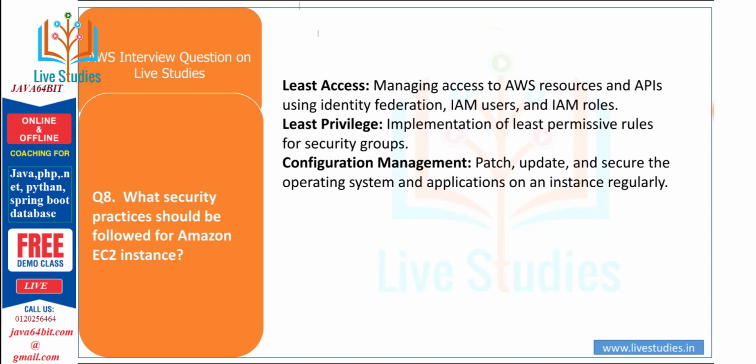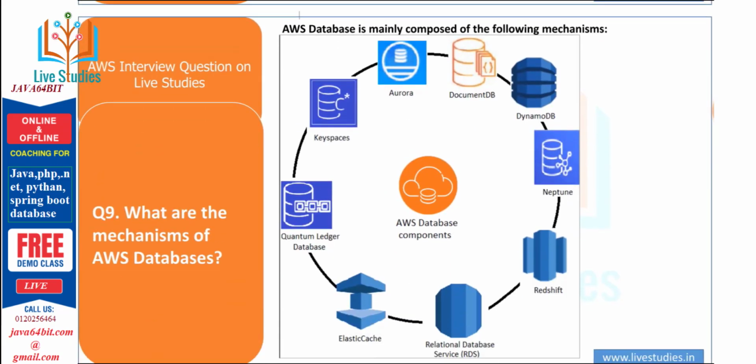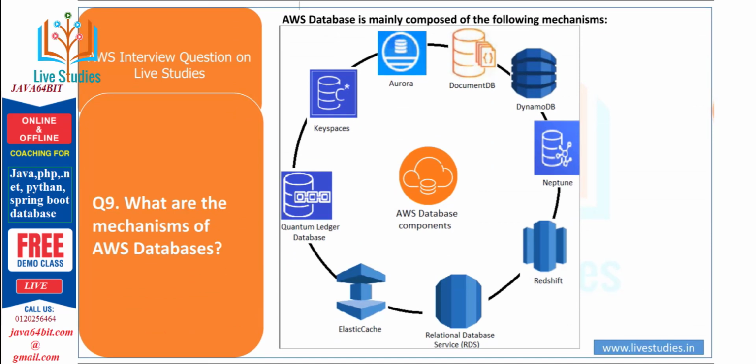What are the components of AWS database? AWS database is mainly composed of the following mechanisms, as you can see in the picture: Aurora, Keyspaces, DocumentDB, DynamoDB, Neptune, Redshift, Relational Database Service, ElastiCache, and Quantum Ledger Database.